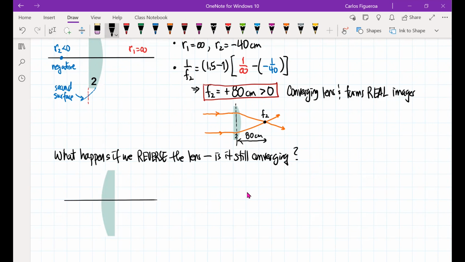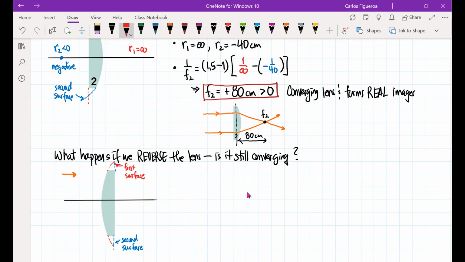Well, if this is my central axis, what am I seeing here? Again, here's my incident light. It's coming from the left to the right. And you could see that now my surfaces look like this. This is my first surface, right? And then my second surface is right here. This is the second surface.